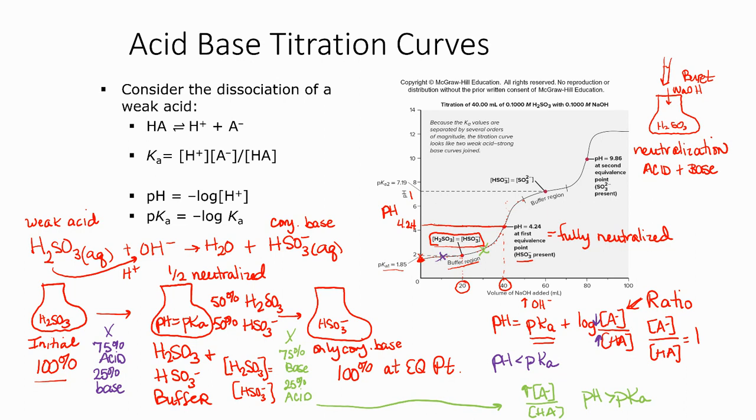Okay, so one last thing before I move on from here: just as a highlight, the buffer region is plus or minus 1 unit from the pKa. Our first pKa here from the graph is 1.85. So the buffer region would be 0.85 to 2.85, which would actually correspond to a wider range than I initially showed you.